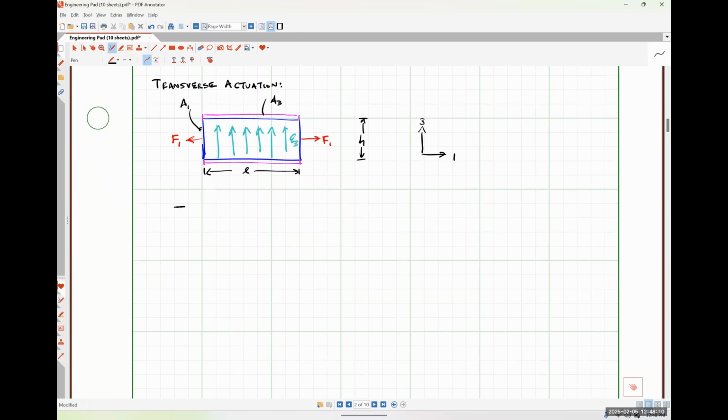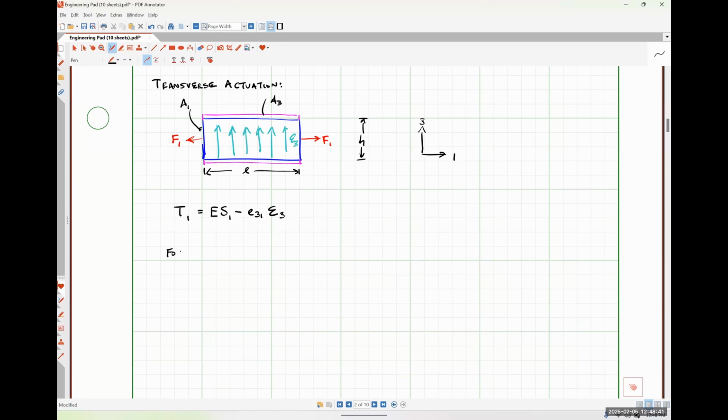So for transverse actuation, we would have our stress T1 is equal to Young's modulus times our strain in the one direction, minus E31, our transverse piezoelectric coefficient, times our field in the 3 direction. If we allow the material to deform freely, then T1 is equal to 0. So our stress is equal to 0.